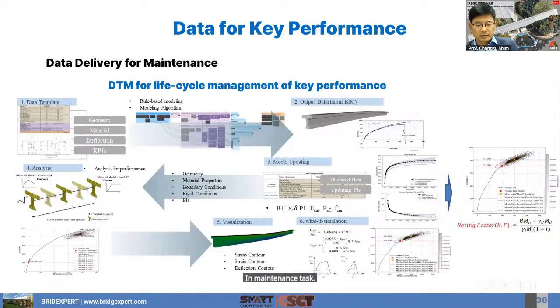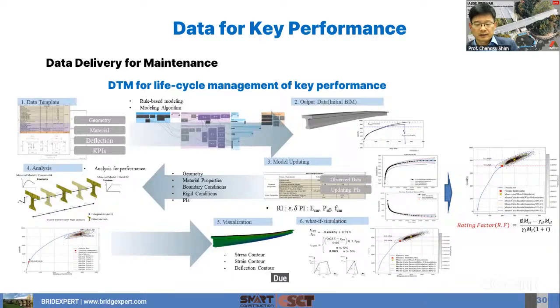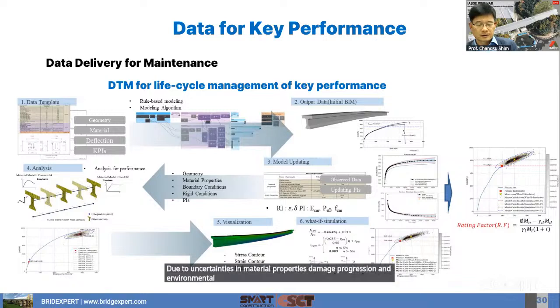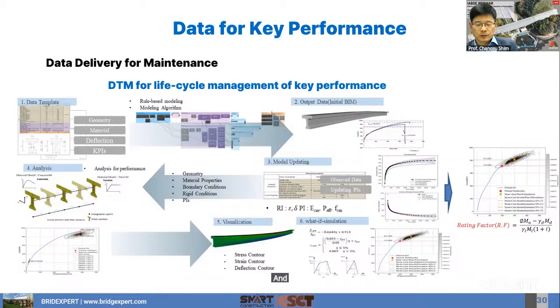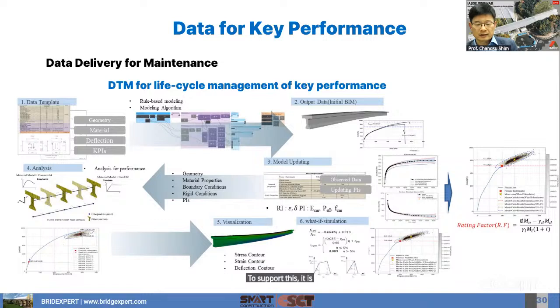In the context of maintenance, it is often difficult to deterministically evaluate the current performance of a structure due to uncertainties in material properties, damage propagation, and environmental influence. We need a probabilistic approach, and we can assess structural performance based on the variability and uncertainty of key influencing factors. To support this, it is essential to collect and accumulate actual values of major variables, such as material properties and material degradation rates, load histories, repair histories, and environmental conditions during real projects.